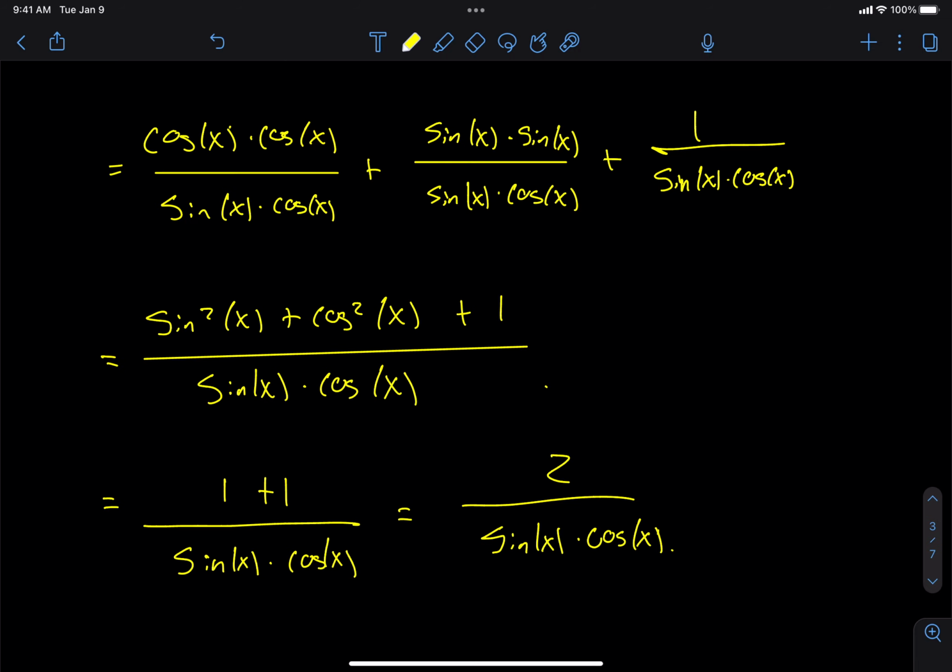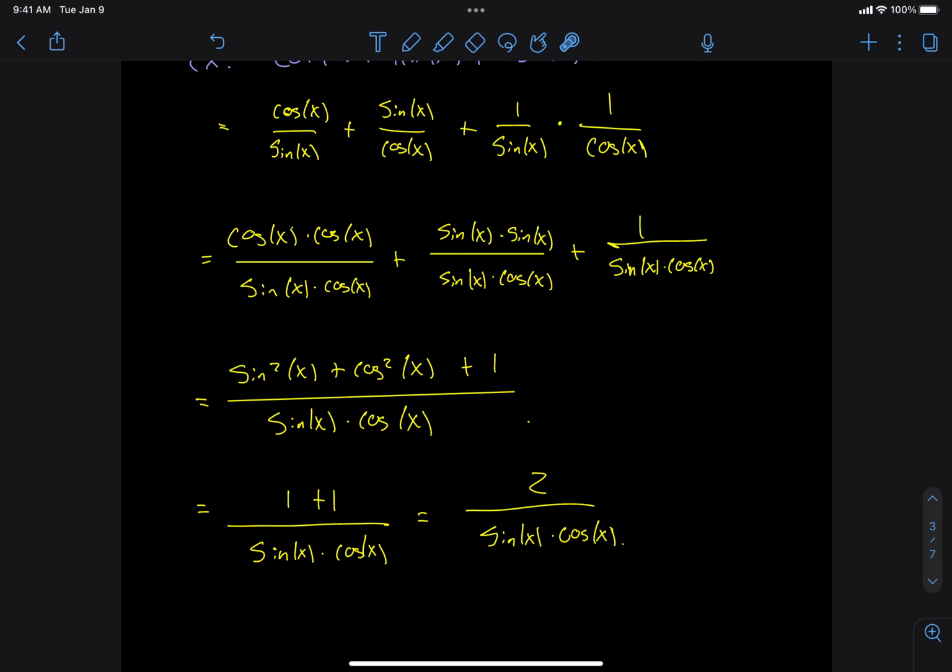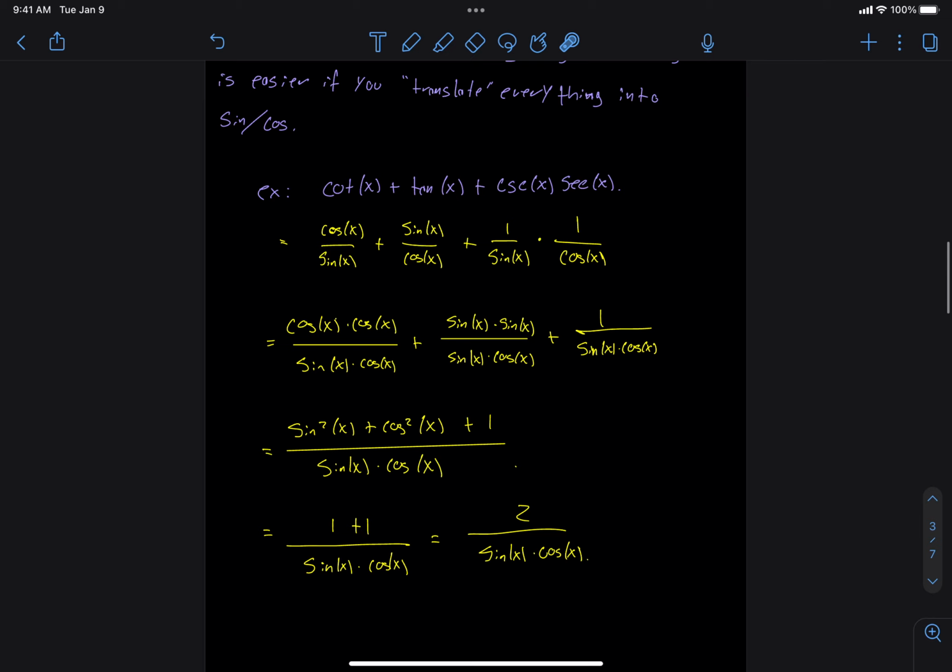Okay? So the way that I simplify this expression is first to translate everything into sine and cosine. Once I have everything in terms of sine and cosine, all I'm doing from step to step is the same thing that I would do with rational expressions, the same thing that I would do if I was just adding regular fractions to each other. It's just finding a common denominator and simplifying.